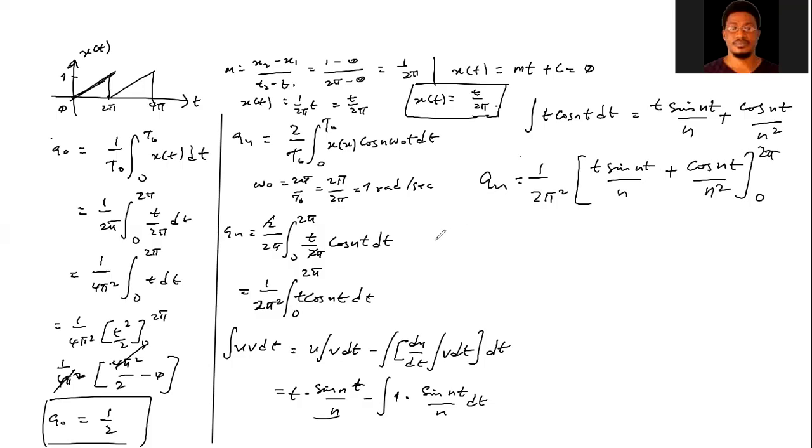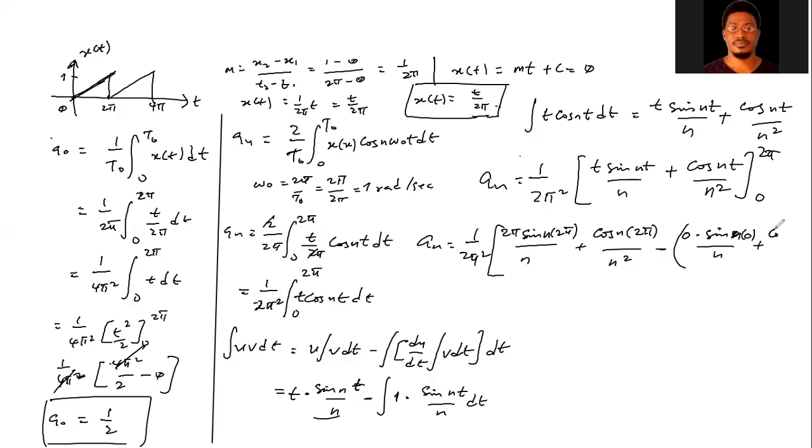So what we are saying is that a_n will now be the same as 1 over 2π squared into bracket: 2π, if 2π is here, 2π sin n2π over n plus cos n2π over n squared, minus, when this is 0, this will be 0 times sin 0, that's n0 over n plus cos n0 over n squared, right? Everything in square bracket, right?